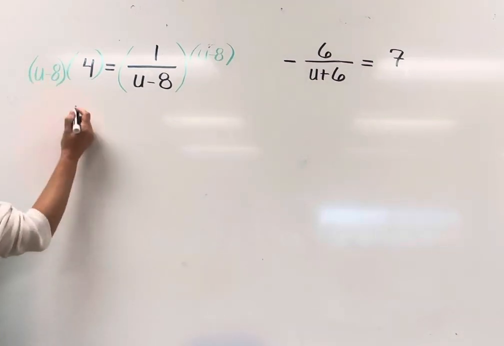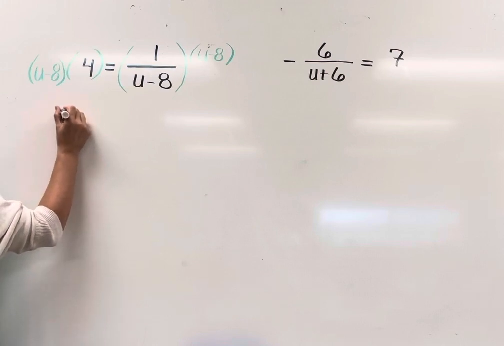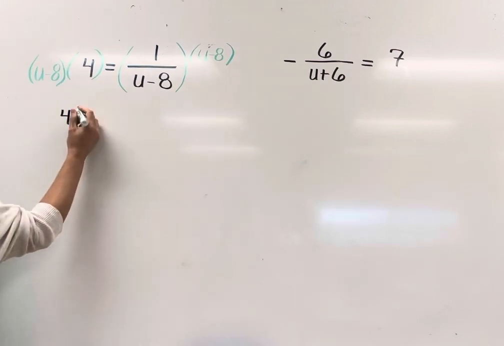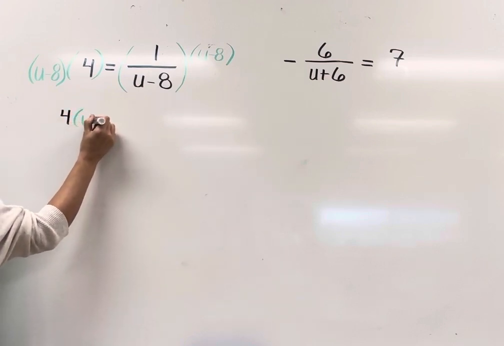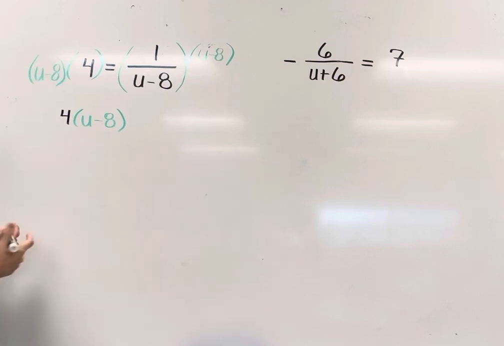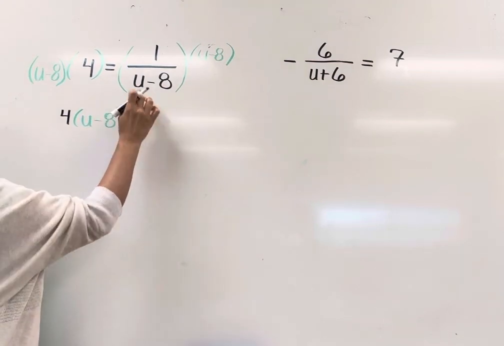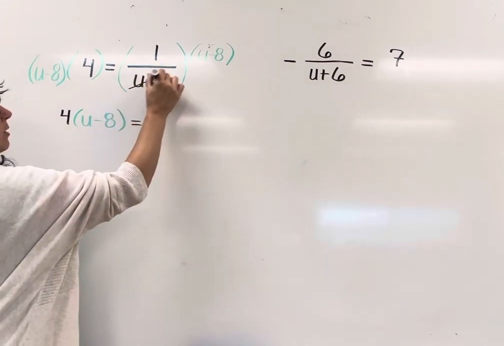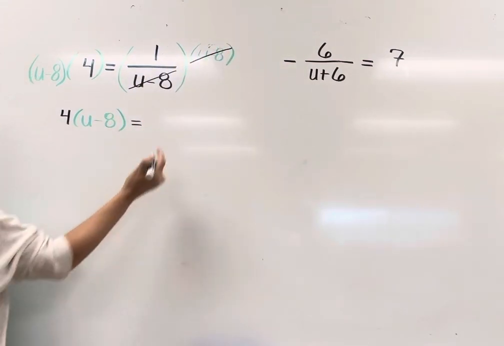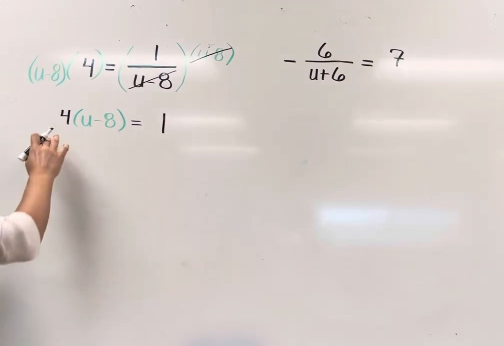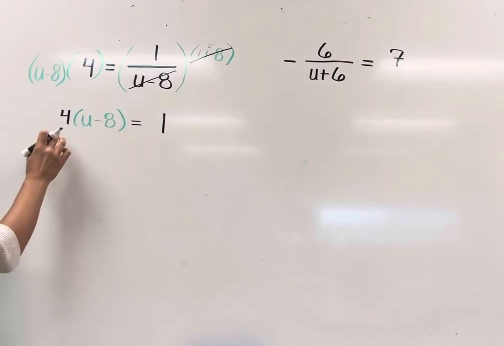Okay, and then I'm just gonna rewrite what I have. I have 4 multiplied by u minus 8 on the left. Now on the right-hand side, this u minus 8 and this u minus 8, they get rid of each other. So the only thing I still have over here is 1.